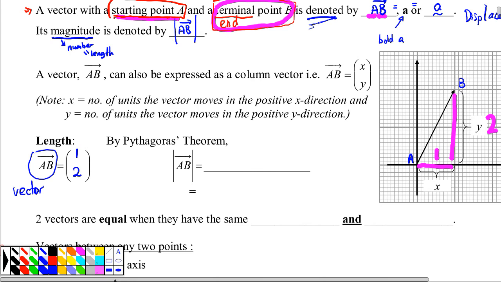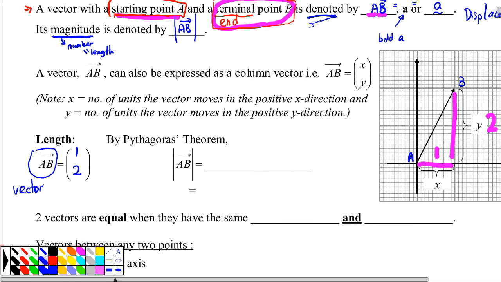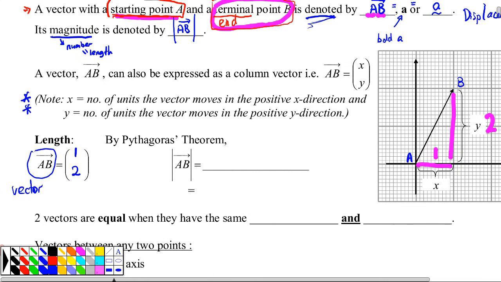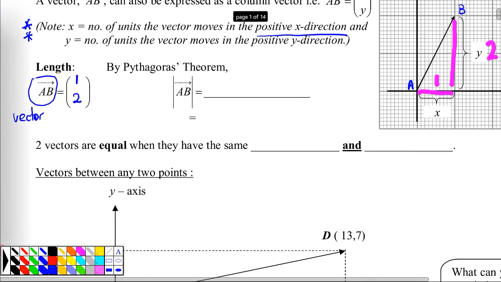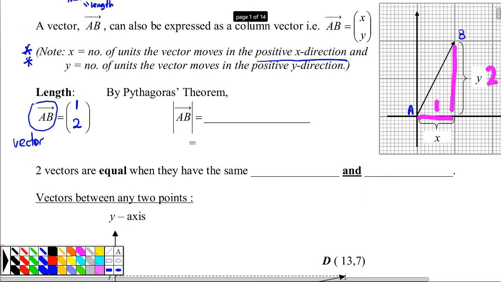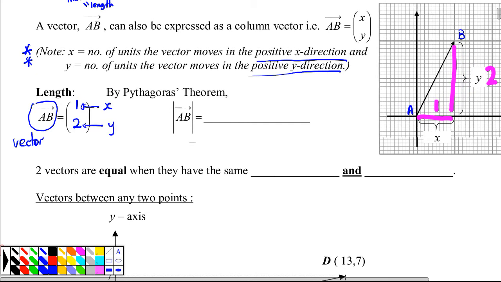Now, this point here, do you understand? The x means the number of units the vector moves in the positive x direction. The y, the bottom number, means the number of units the vector moves in the positive y direction. Okay? So this means x direction, this means y direction.